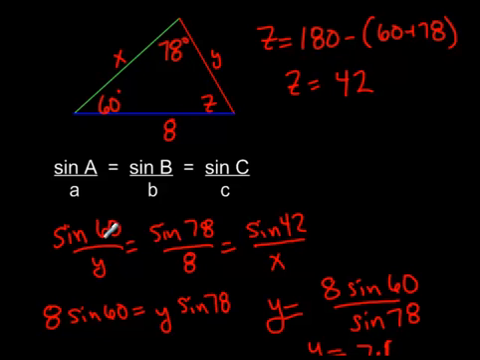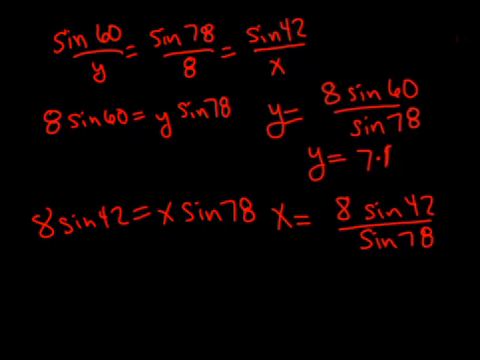So here we have the problem. We see that the sine of 60 degrees over y is equal to sine 78 over 8 equals sine of 42 over x. And we can then solve for the following. X would equal 5.5. And that is the way that we would set it up.